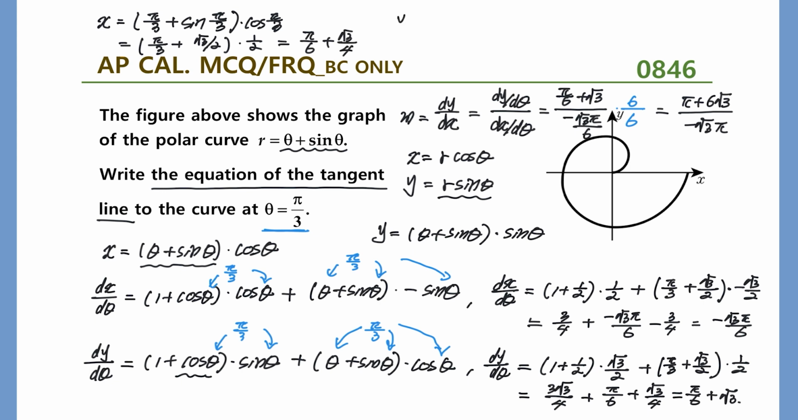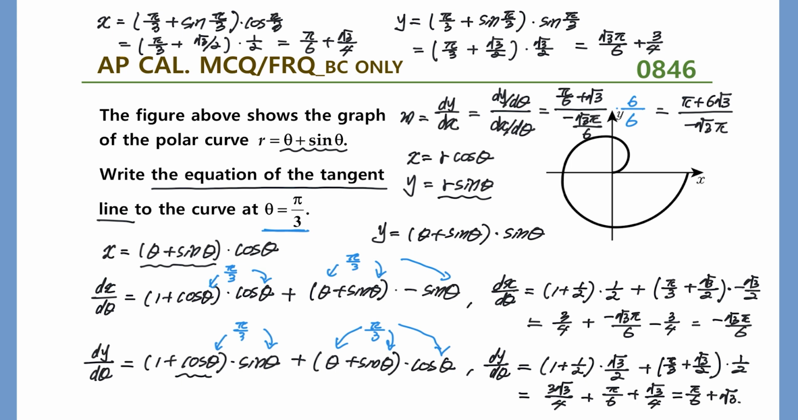What's y? Y is equal to, again, when theta is equal to pi over 3, pi over 3 plus sine pi over 3 times sine pi over 3. So that is equal to pi over 3 plus root 3 over 2 times root 3 over 2. So that is equal to root 3 pi over 6 plus 3 over 4.